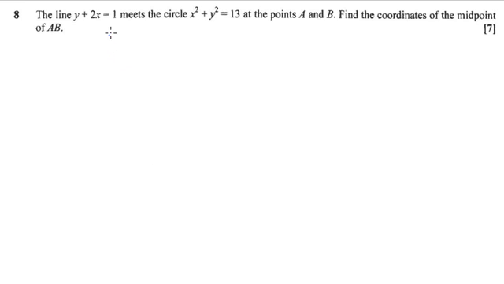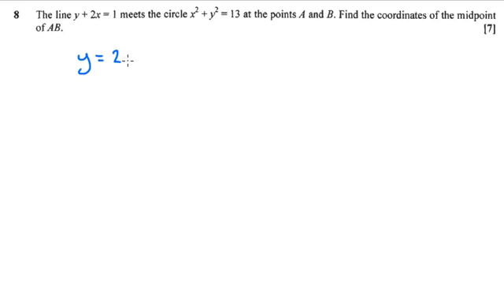Okay, question 8 says that we've got a line y plus 2x equals 1 meets this circle here. So we need to find the points of where the curve meets the line. So that's going to start off by simultaneous equations. There's a little bit tagged onto the end, which is a little bit unusual. So don't forget to do the whole question, basically. Don't just find the points of intersection. But we need to find the points of intersection first.